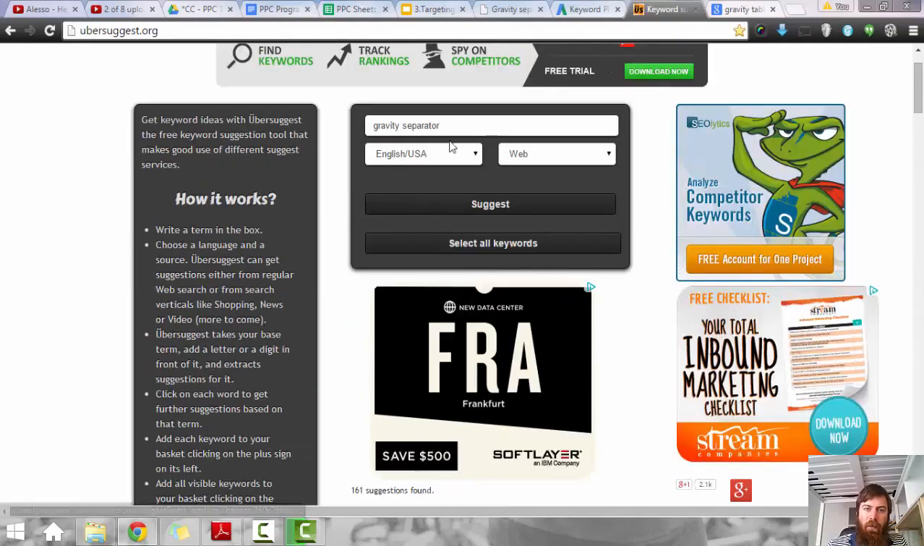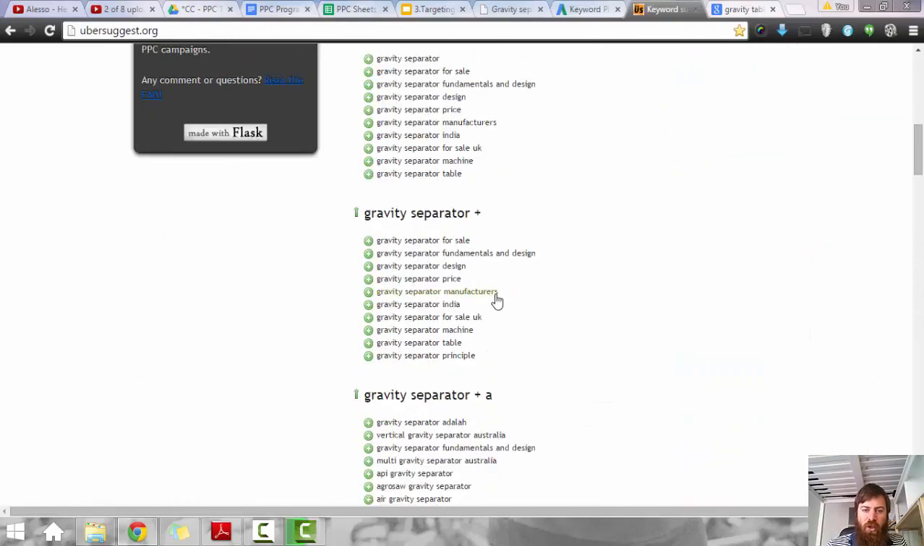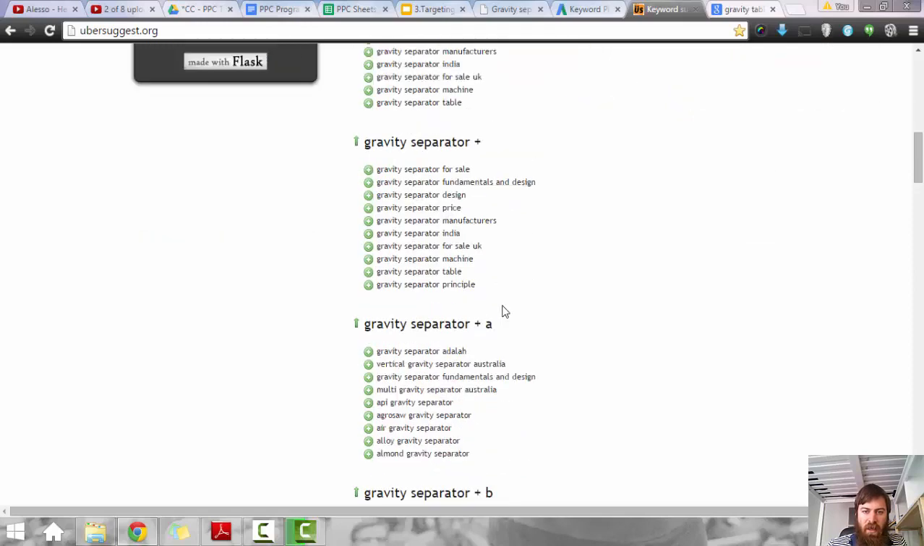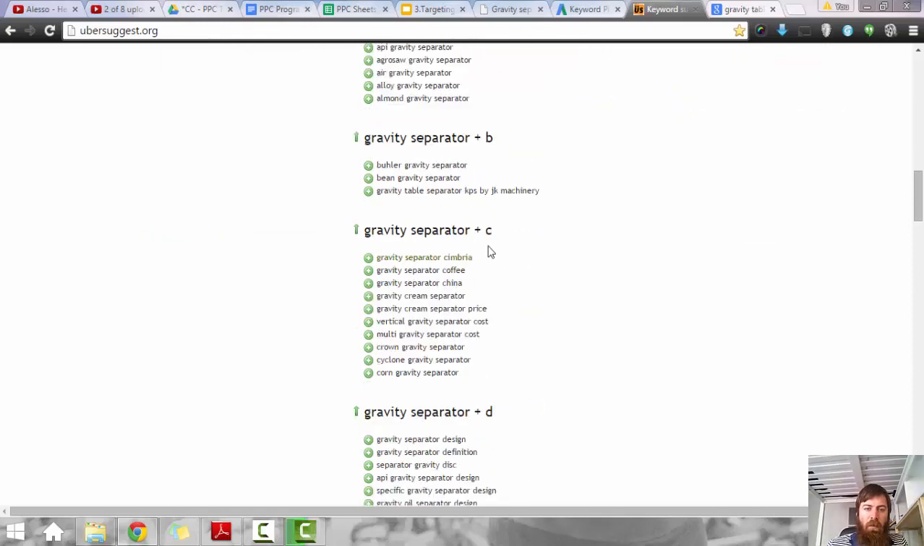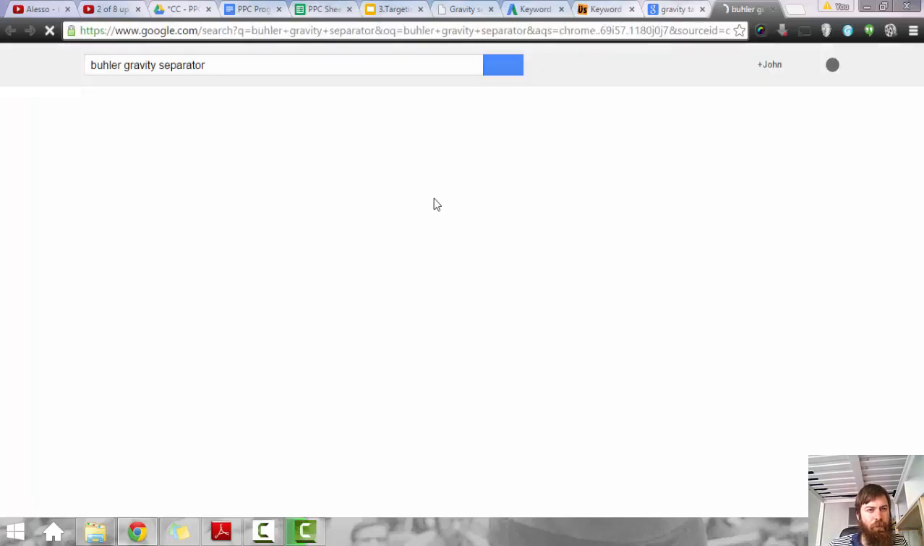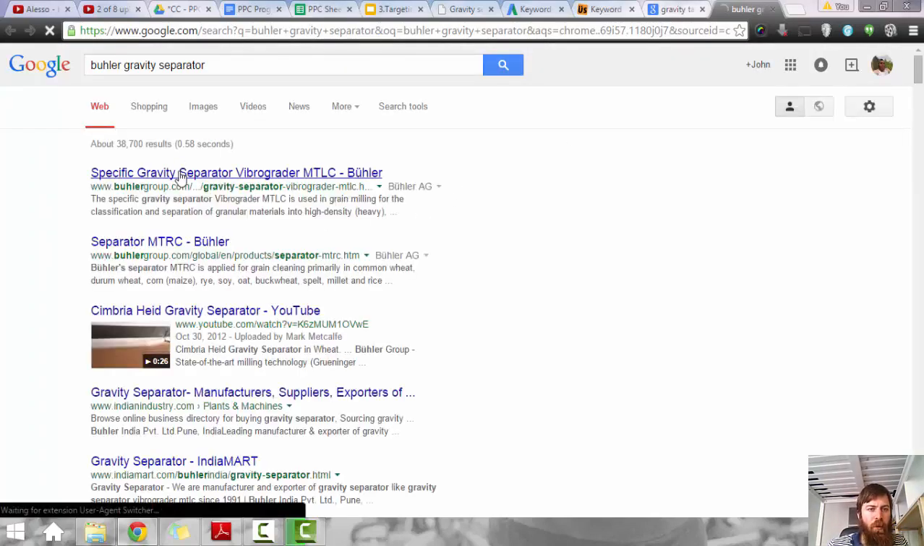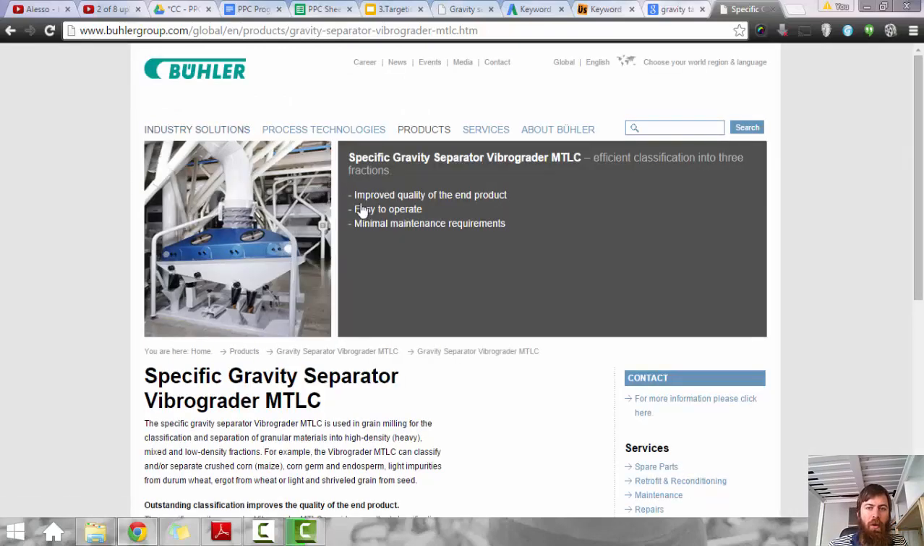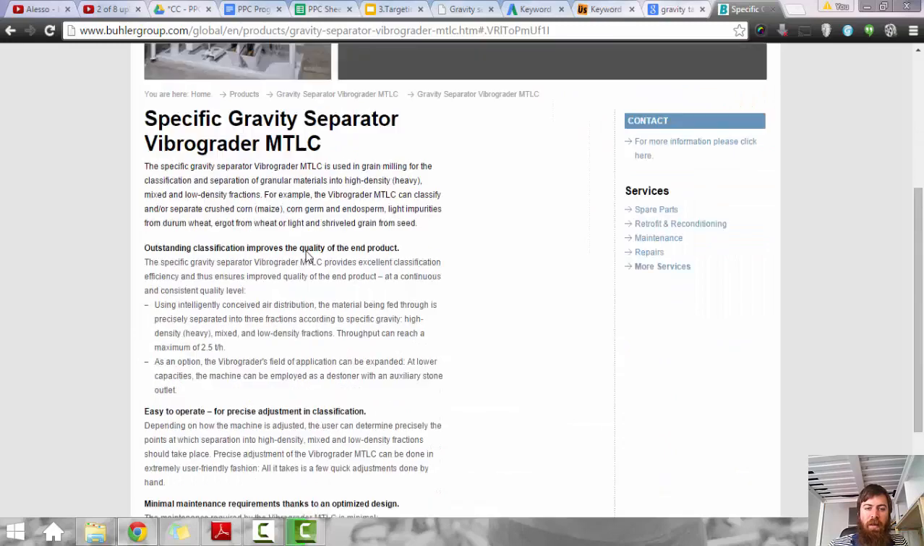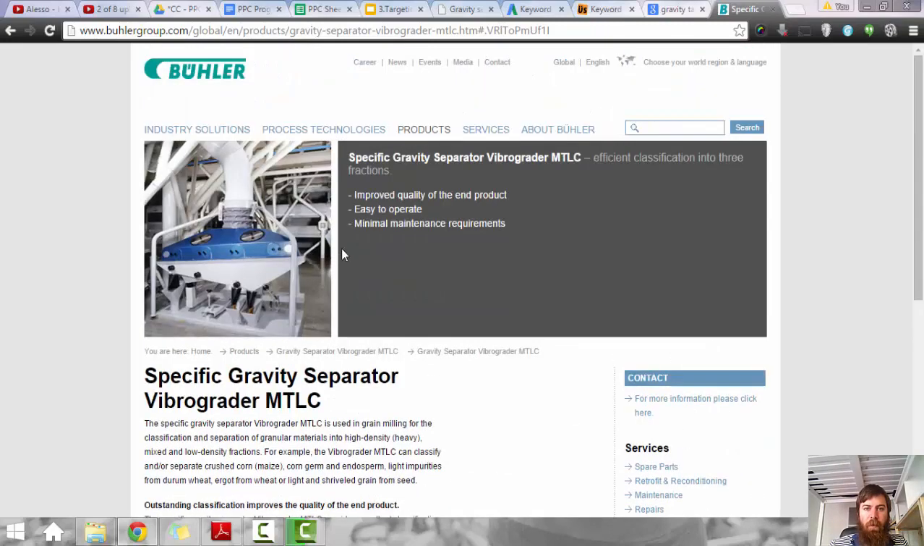Let's see if we can get any more ideas. We have gravity separator. We put it in Uber Suggest. Now what we're seeing is a number of things, India, UK, etc. We're starting to see ideas. Oh, Bühler. Bühler might be a company that's a competitor. If we look up Bühler, what is that? Bühler Group. We might start seeing, okay, Bühler is another B2B company that we might be competing against.